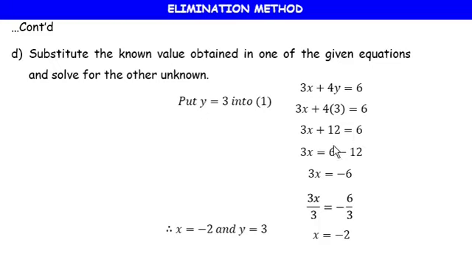And then to find the value of x, we move this 12 to the right side. So you have 3x equal to 6 minus 12. So 3x is equal to negative 6. And to find x, we divide both sides by positive 3. So that gives us x equal to negative 2. Therefore x is equal to negative 2 and y is equal to 3. So that is how to solve simultaneous equations using the elimination method. I believe it's well understood. Okay, let's move on.